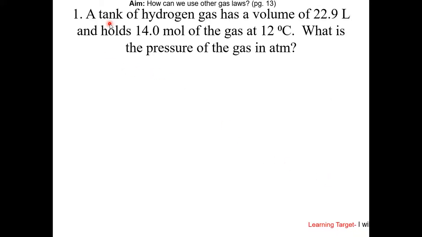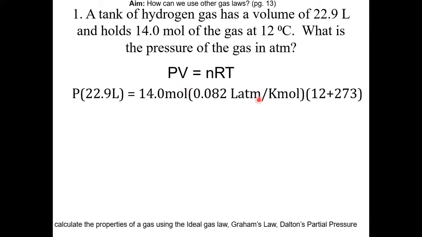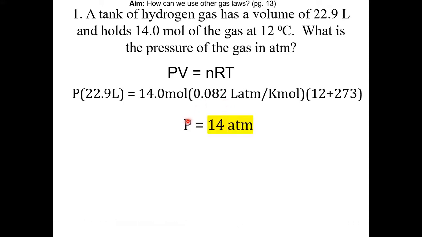The first one: a tank of hydrogen gas has a volume of 22.9 liters and holds 14 moles of gas at 12 degrees Celsius. What is the pressure of the gas in atmospheres? The first step is to write the equation, PV equals nRT. Make sure you convert the degrees Celsius into Kelvin because you cannot use degrees Celsius for gas laws. Next, you plug in the known information and solve for P. Notice I use 0.082 for R because we're given liters and atmospheres in the question. We get P is equal to 14 atmospheres, and that's the answer.